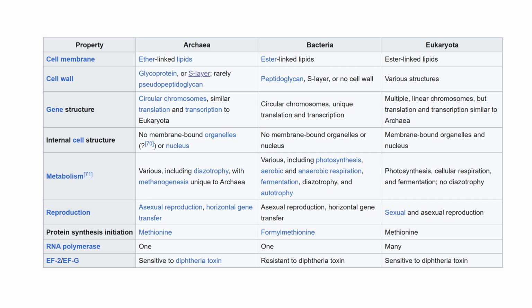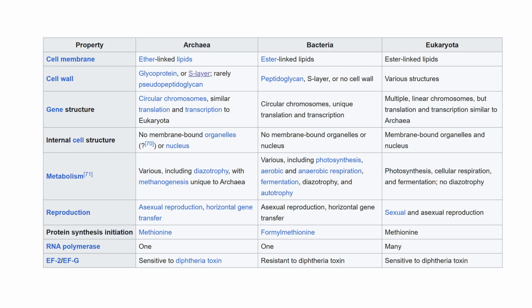Here are some properties in which the archaebacteria, the bacteria, and the eukaryotes differ from each other. The three domains differ from each other in these properties. So this is taken from Wikipedia. When we talk about cell membrane, ether-linked lipids are very common for archaebacteria. They are not present in bacteria and eukaryotes.